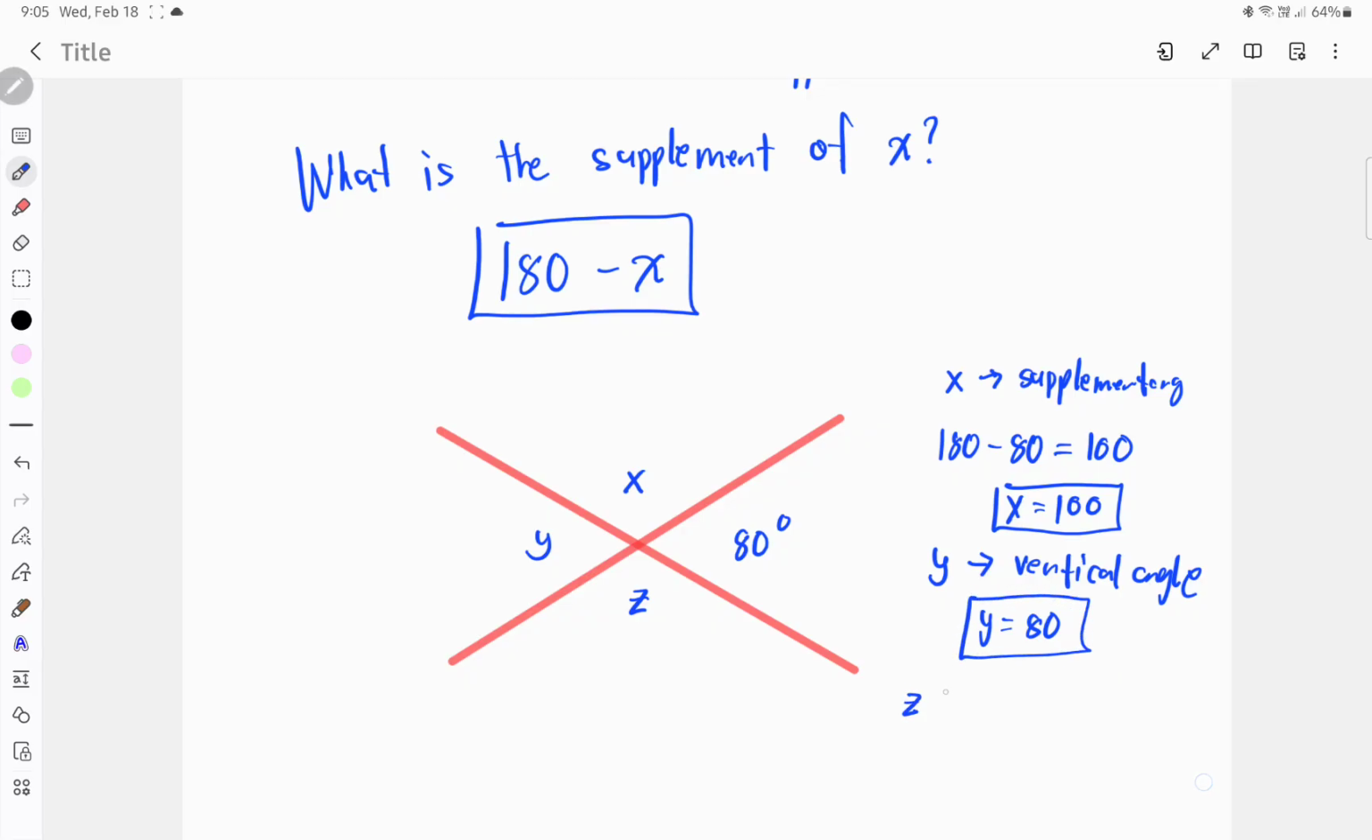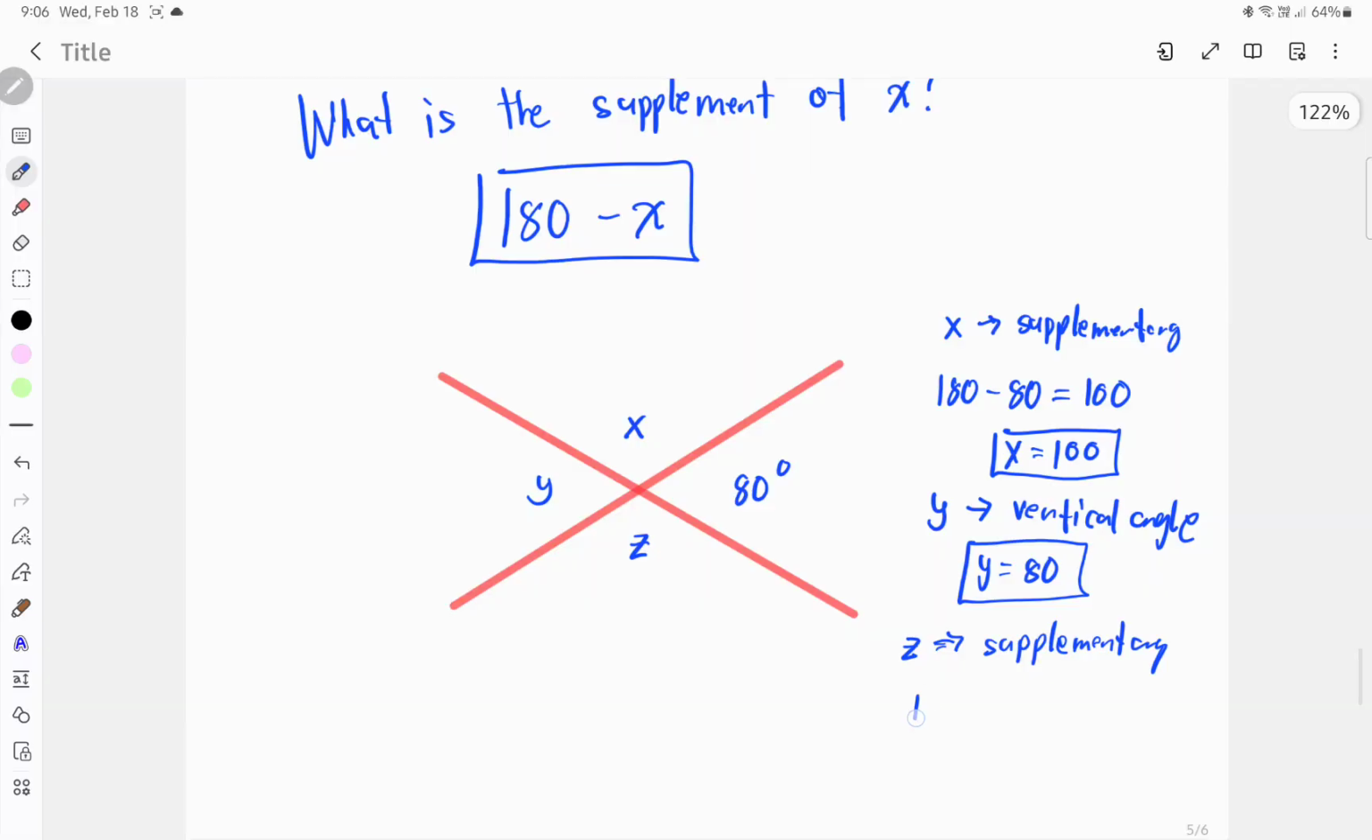Now, for z, we can only use the given, which is 80. Remember, in this context, this is supplementary, right? If you have a straight line, that would be supplementary. These two are supplementary, these two are supplementary, this is supplementary as well. So when you write that, this is supplementary in reason. Therefore, 180 minus 80 is equal to 100. Therefore, z is equal to 100.